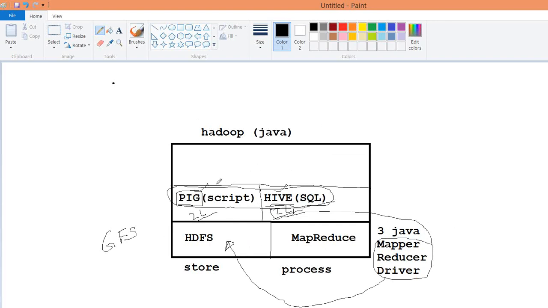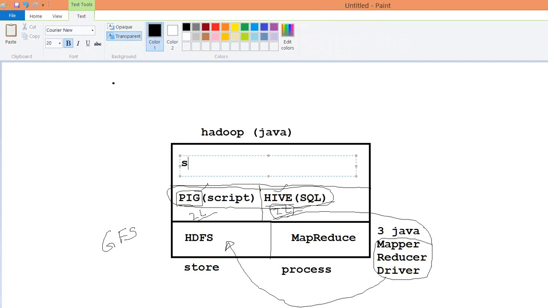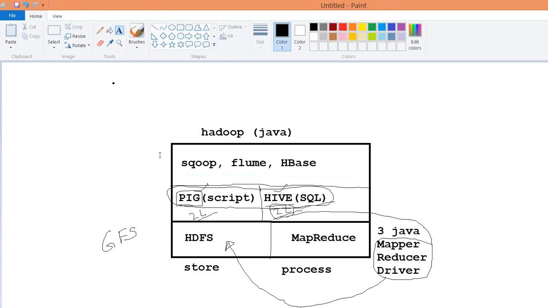Just three more things are there in the Hadoop ecosystem, and I'm going to explain them. Along with Pig and Hive, we have Sqoop, we have Flume, and we have HBase. These are three more components within the Hadoop box. Sqoop is a tool which can exchange data between SQL database systems and Hadoop systems. We cannot directly copy the data from SQL to Hadoop, so Sqoop is the tool which can get the data and save it. Sqoop is nothing but SQL Hadoop: the first three letters are SQL and the last three letters are Hadoop.